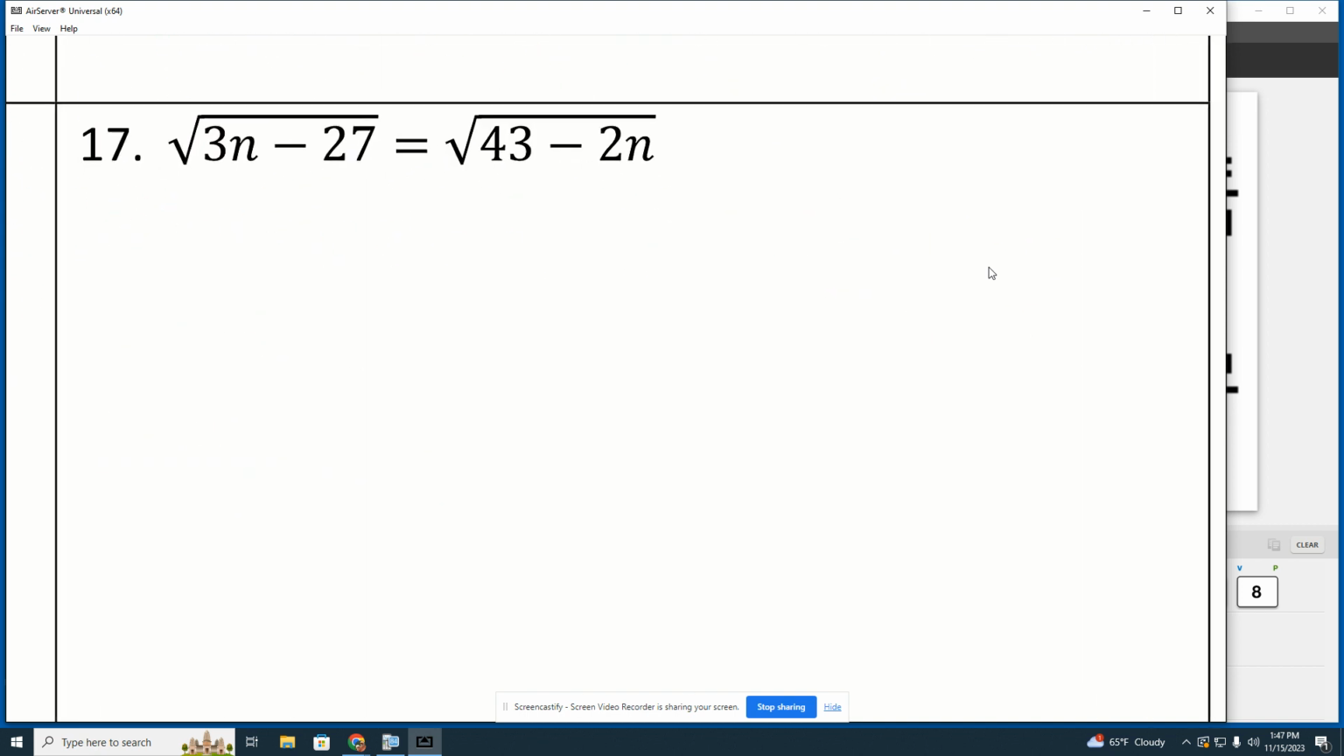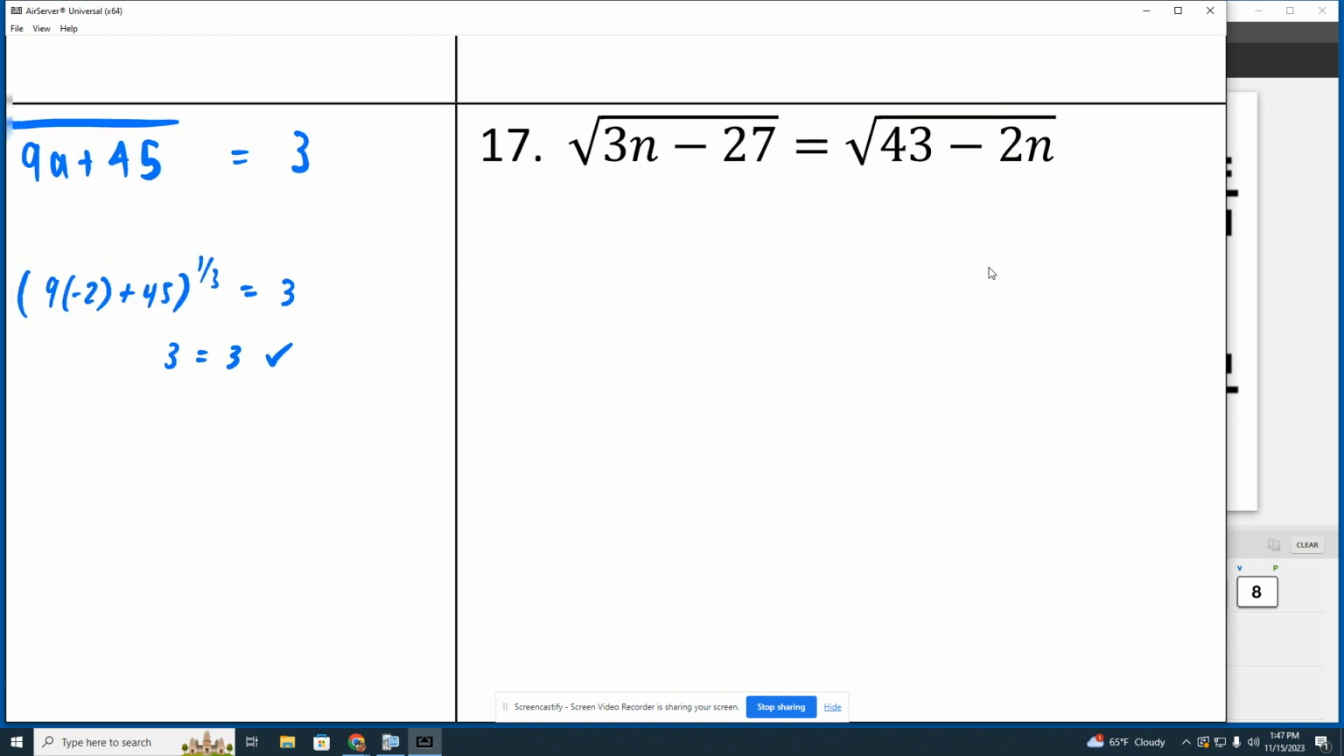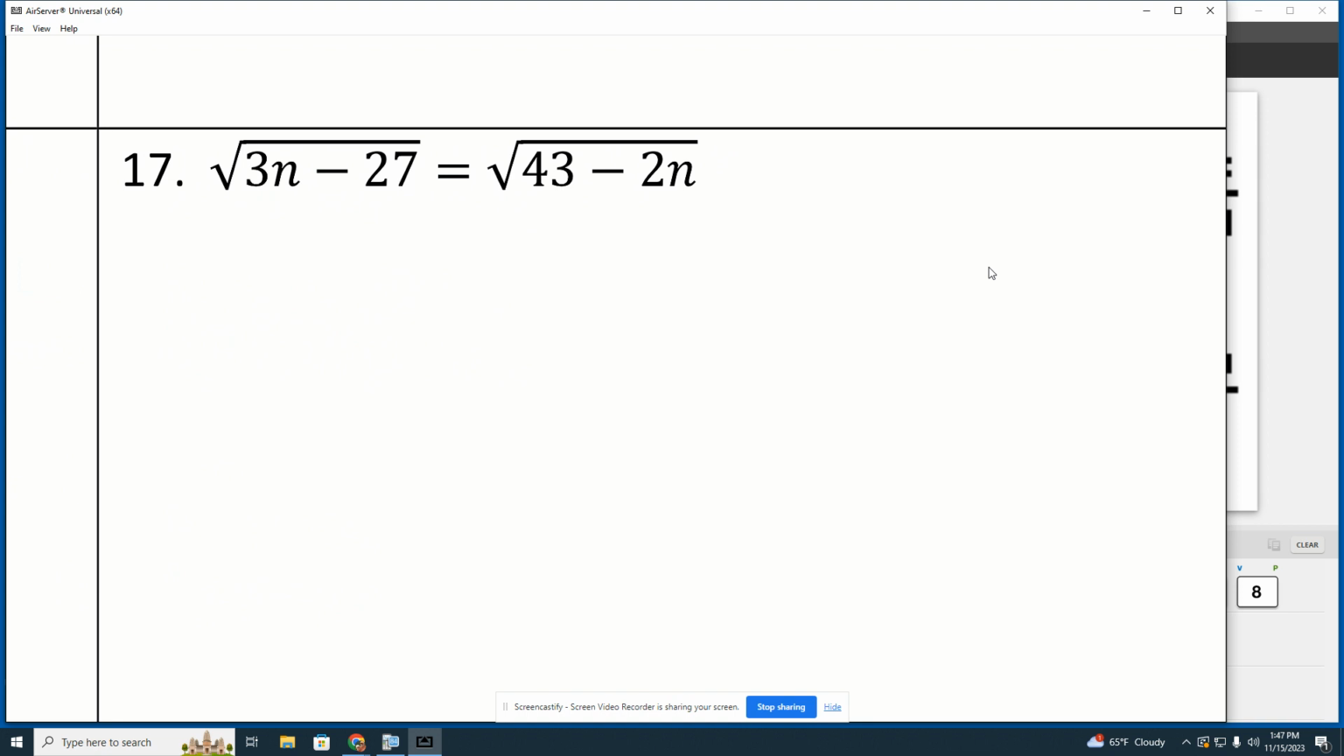This one has radicals on both sides, but there's nothing else. So we're ready to go ahead and get rid of that by raising both to the power of the root. Well, square root. So we're going to square both sides. So 3n minus 27 comes out, and 43 minus 2n comes out.